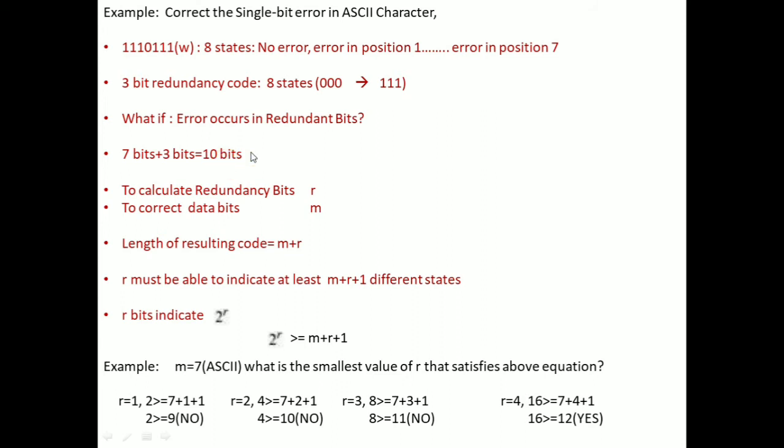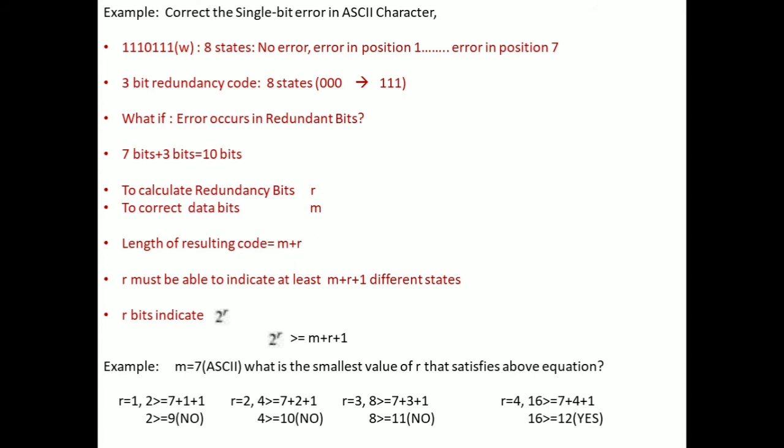We already know that 3 bits are used to find out 8 different states, and now we need additional bits to cover all the possible error locations, right? So now we are going to calculate the number of redundancy bits, represented by r. To correct m data bits, the length of the resulting code must be m plus r, that is, the total number of data bits plus the total number of redundant bits.